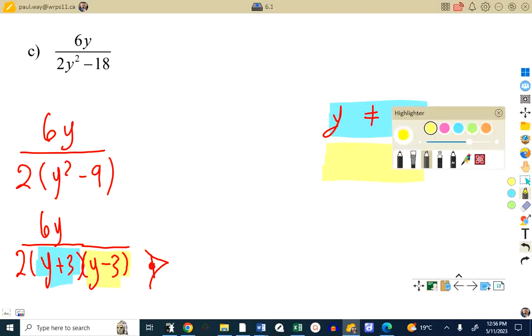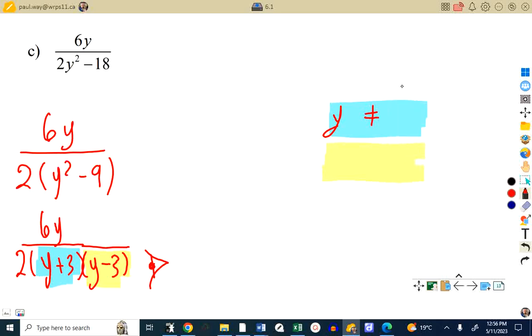are -3 and +3. So in fact, you had one of them, but there's another one. Plus or minus 3 are the non-permissible values. You have to have things in factored form before you can draw any conclusion about anything or before you can do anything in this unit.